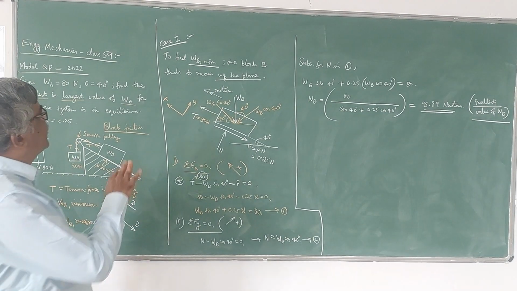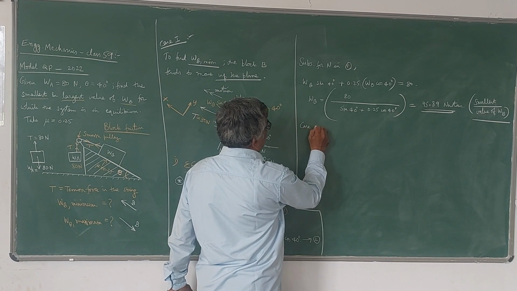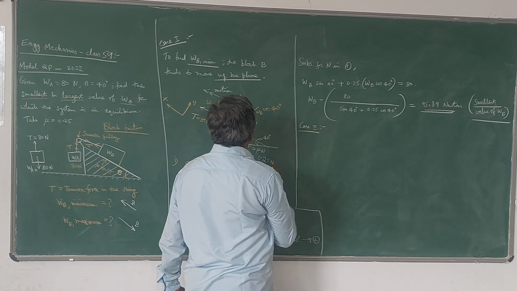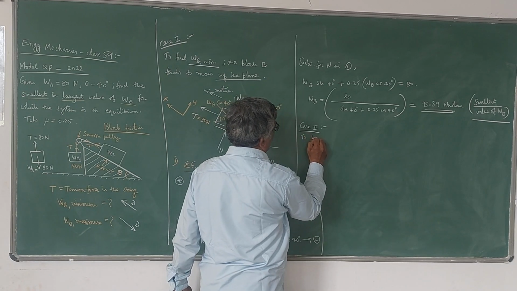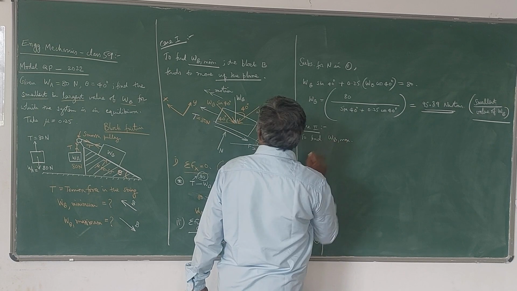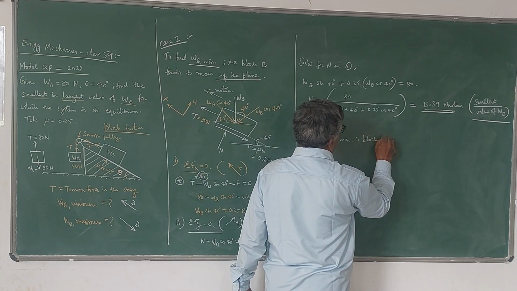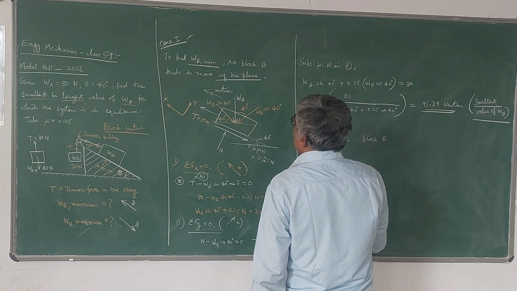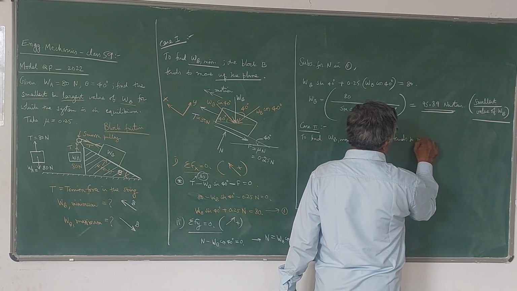Now for finding the largest value, case 2. We have to reverse the direction of motion of block B now. So to find WB maximum, block B has to move or tends to move down the plane.